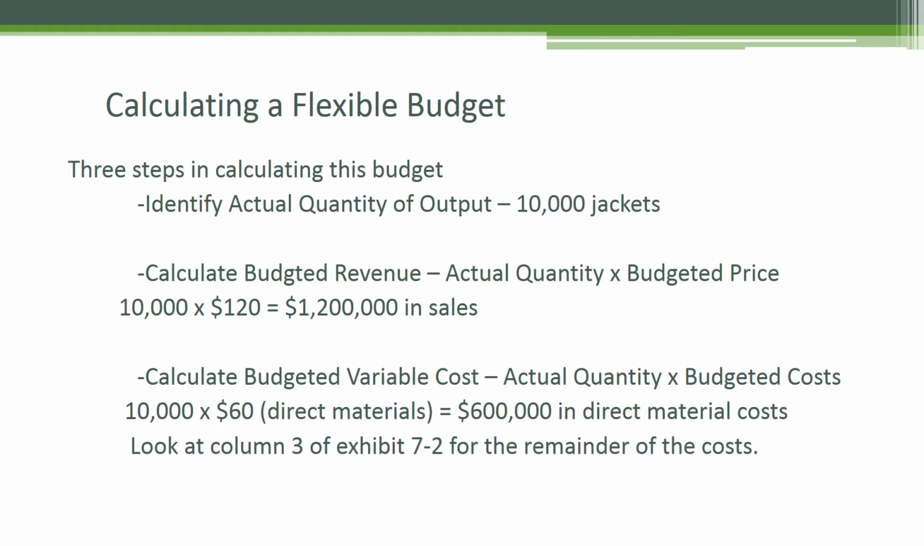$1,200,000 in budgeted sales. Next, we calculate the budgeted variable costs using the same formula as above. We would take the 10,000 jackets and multiply it times the $60 in direct materials, which would give us $600,000 in direct material costs. On Exhibit 2 on the next slide, we can look at column 3 for the remainder of the costs.